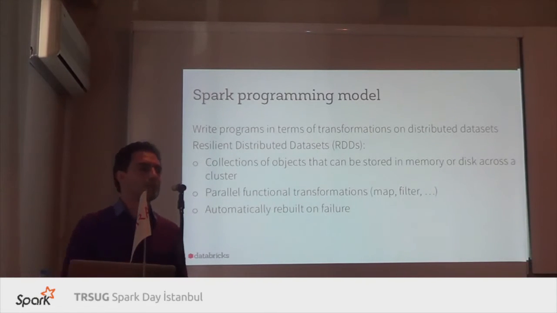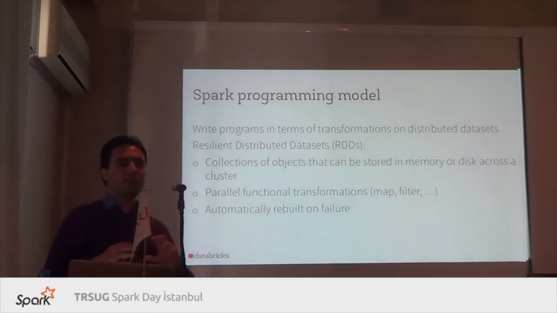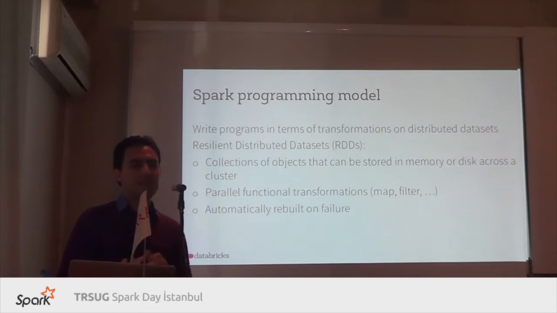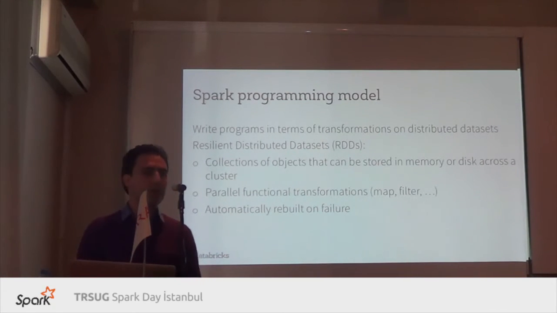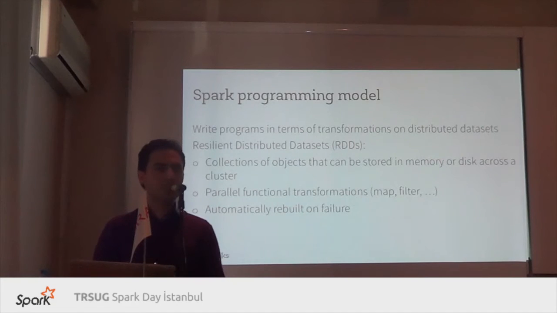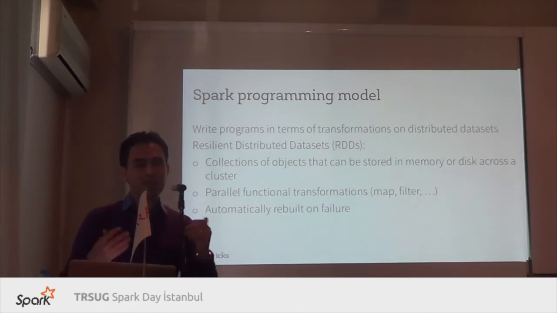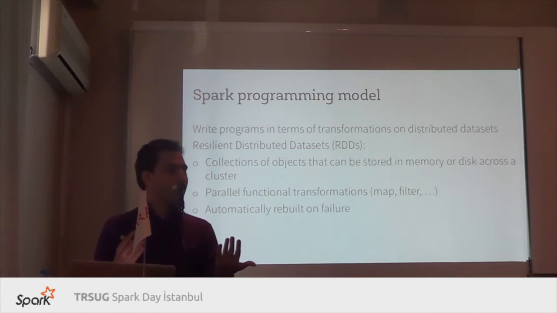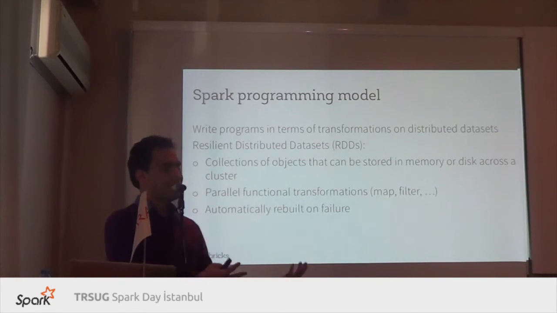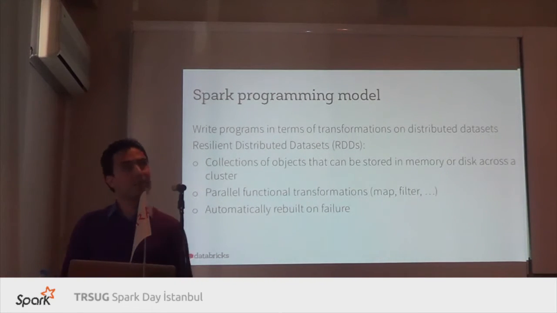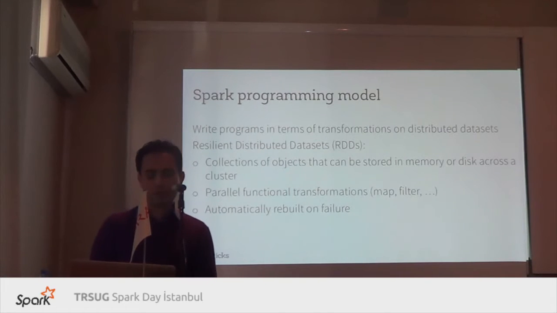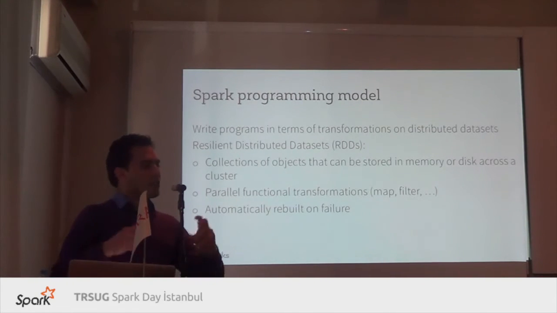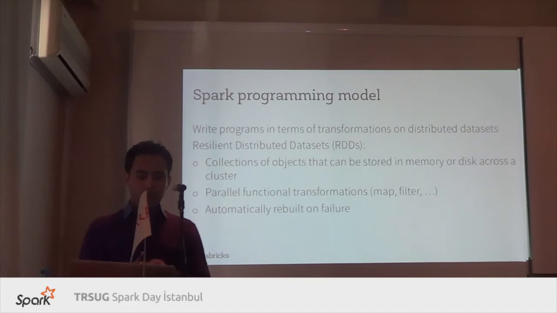So the core concept of data processing in Spark is around this RDD. RDD stands for Resilient Distributed Dataset. That's a term Matei invented in his first paper. If you're interested in the research part of it, I encourage you to read that paper. It's very interesting to compare which parts of that paper are still valid after, I would say, 4 or 5 years. So an RDD is a collection of objects that can be stored in memory or disk.